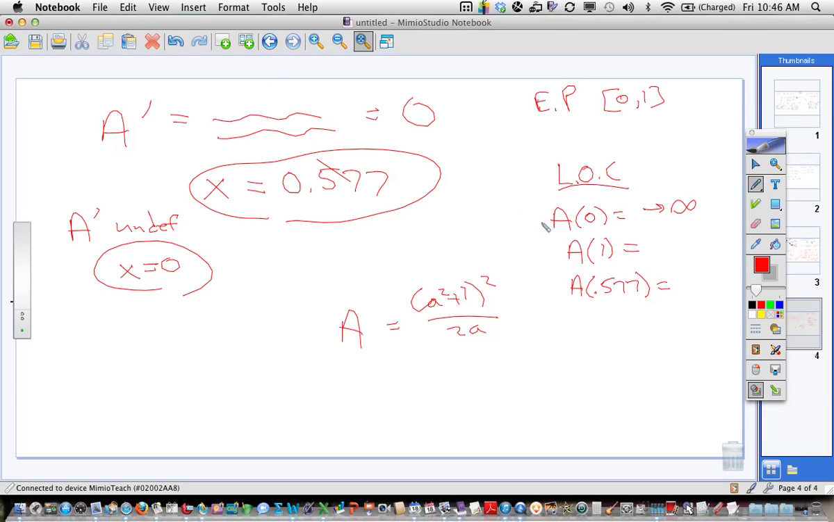Okay, so that's what we mean by discussing end behavior. Make your list of candidates, and discuss end behavior. You put in a 1 there, you get what? 4 over 2, which would be 2. And then you put this number in, and what do you get there? Anybody have that up yet? What do we get when we put that 0.577 in?